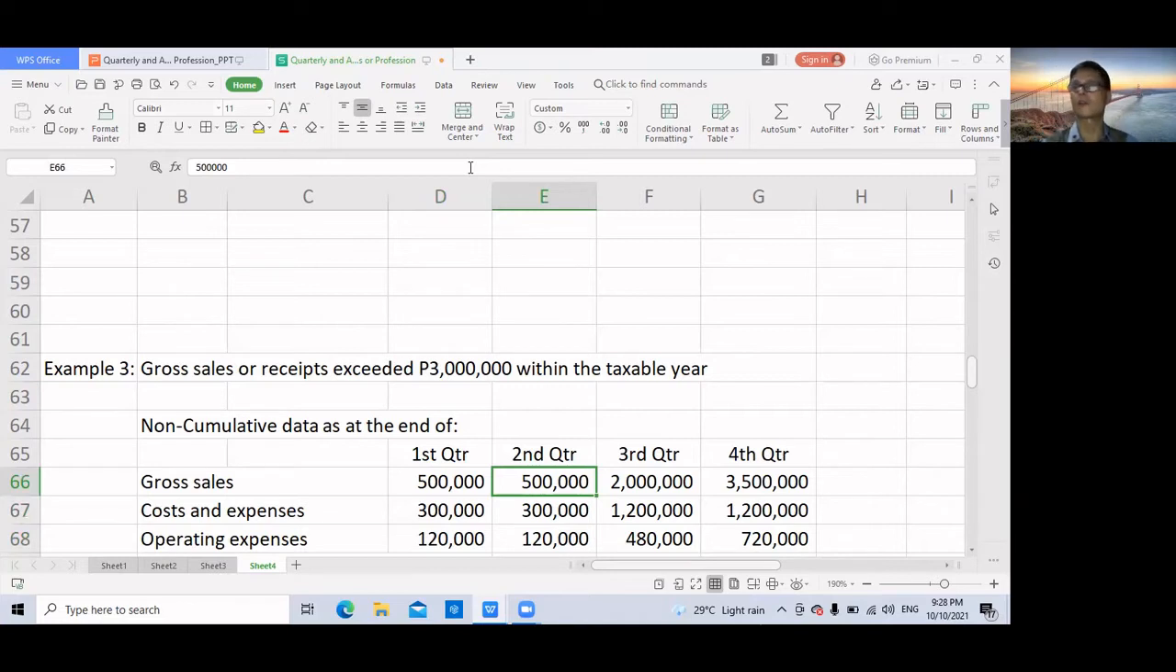So for the second quarter, meron tayong 500,000 na gross sales and cost and expenses of also 300,000, 120,000 for the operating expense for the second quarter. And for the third quarter, that was around 2 million gross sales, 1.2 million yung cost and expenses niya, and yung operating expenses is 480,000. Now, for the last quarter, 3.5 million, nag-exceed na over 3 million. So automatic na siya yung graduated rates. And then 1.2 million cost and expenses.